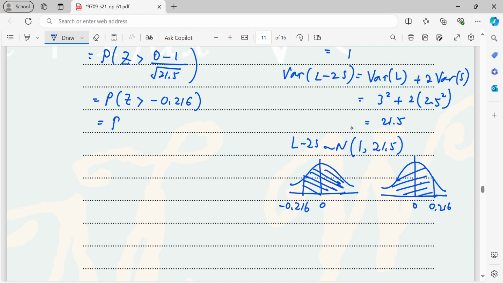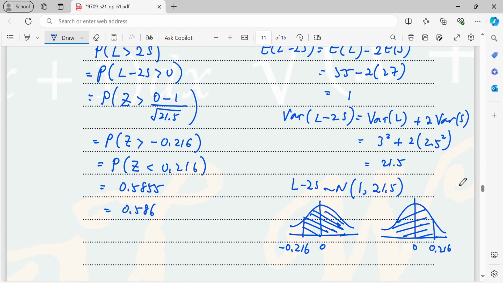That means this is the same as P(Z less than 0.216). And this probability is available in the table. So you just read the table, and then you'll be getting 0.5855. And now you round the answer to 3 significant figures. So this is going to be your solution.